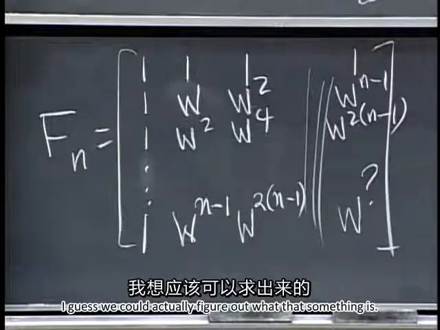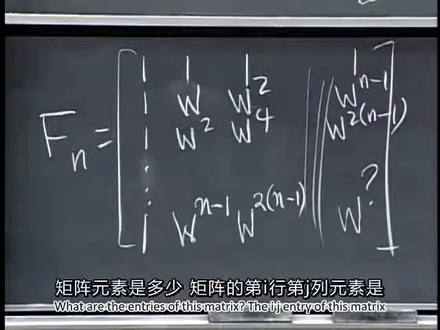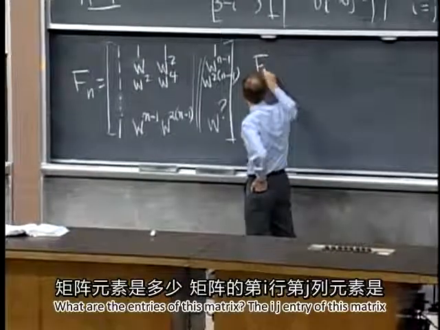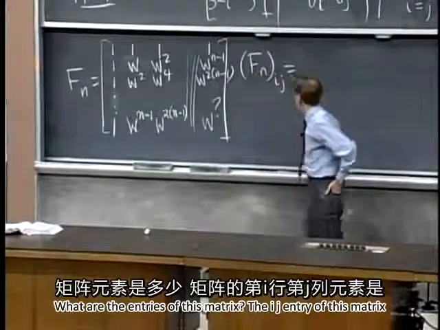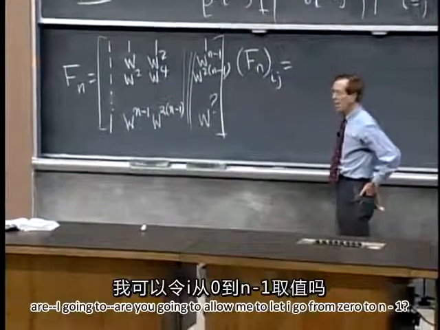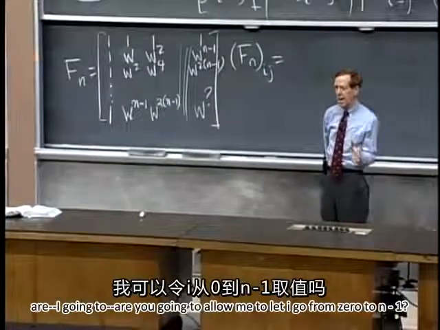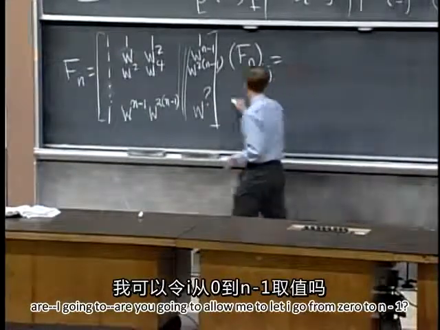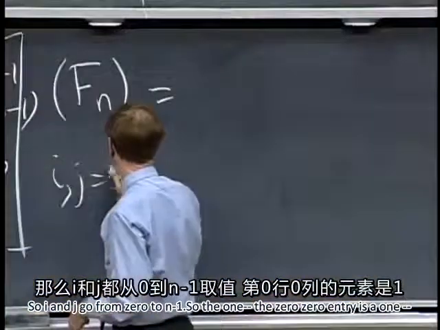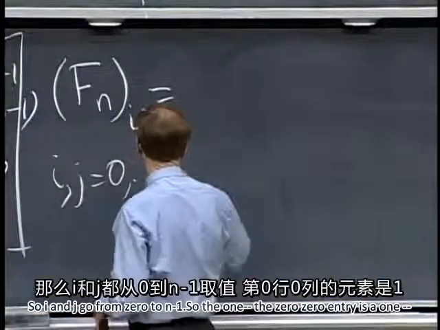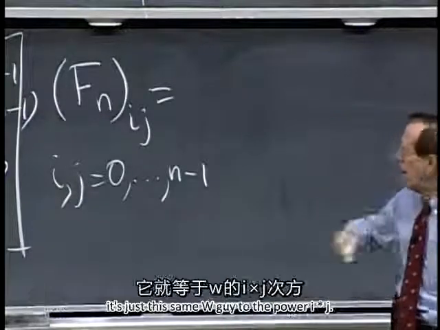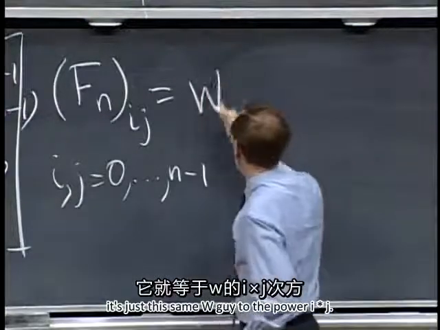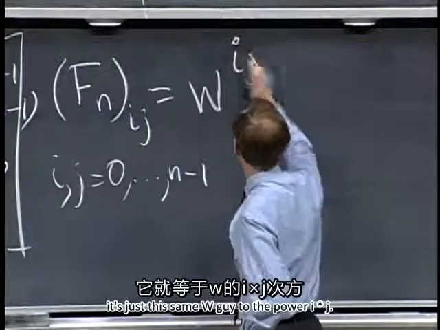I guess we could actually figure out what that something is. What are the entries of this matrix? The ij entry of this matrix. Are you going to allow me to let i go from 0 to n minus 1? So i and j go from 0 to n minus 1. So the 0, 0 entry is a 1. It's just this same w guy to the power i times j.